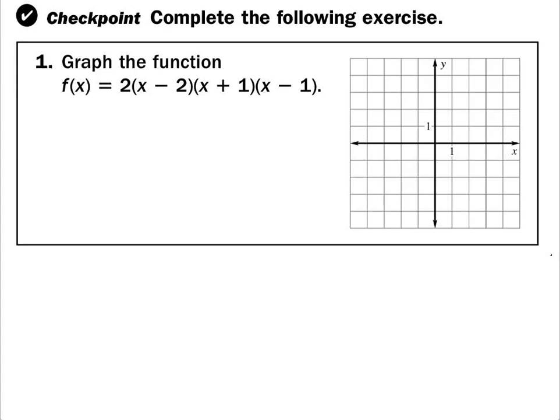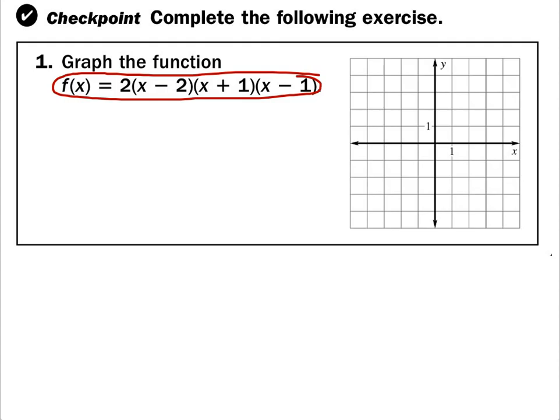Welcome back. These are the notes for Algebra 2, Chapter 5, Sections 8 and 9. This is Part 3. We're looking at the checkpoint near the bottom of page 2 in the notes. Here we're given a polynomial function in factored form, and we're meant to graph the function.